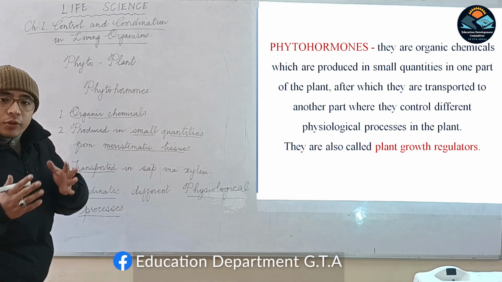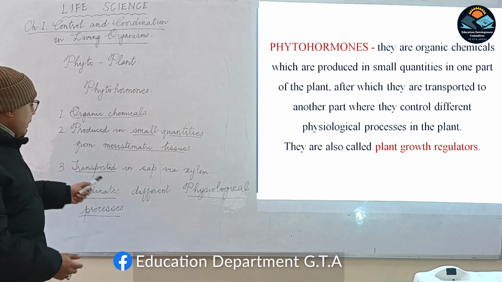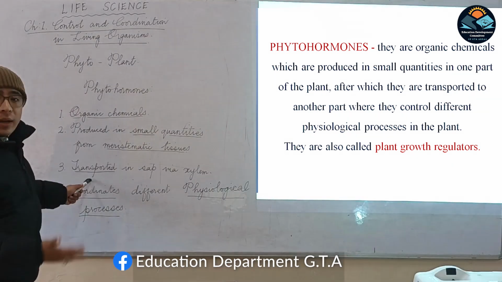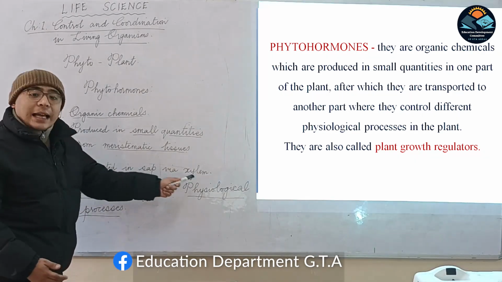Point number 3 is that after they are produced in the meristematic tissues, they have to be transported. They have to be taken from where they are produced to where they will perform their function. So they have to be transported. But how are they transported? They are transported in the sap via the xylem tissue.